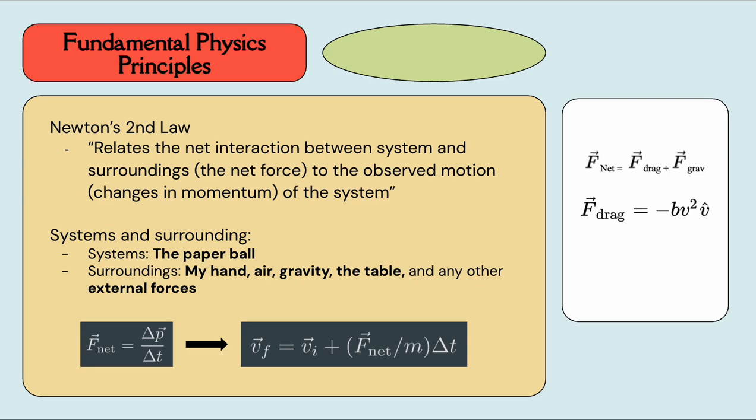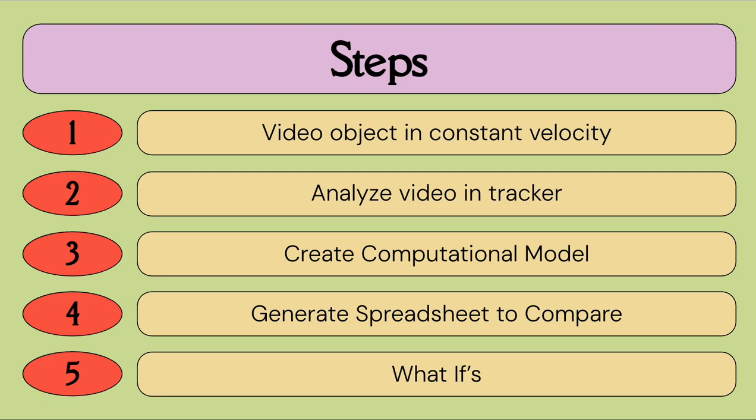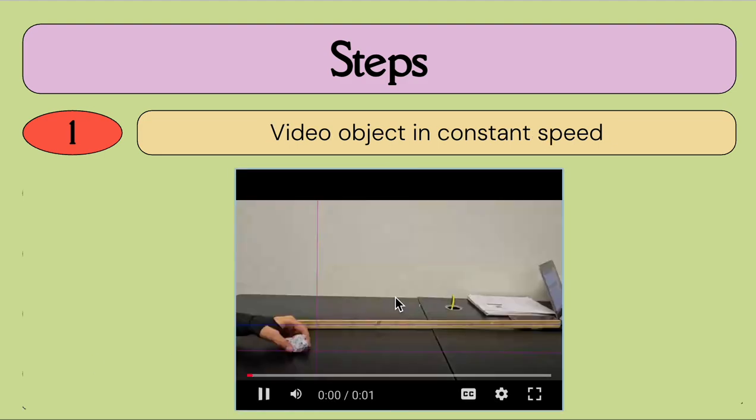For net force, we use the formula on the right, which sums the force of gravity and the drag force, represented by B, the drag constant, multiplied by velocity squared times its unit vector. These are the steps that we will be taking. This is my video that we used in the program.